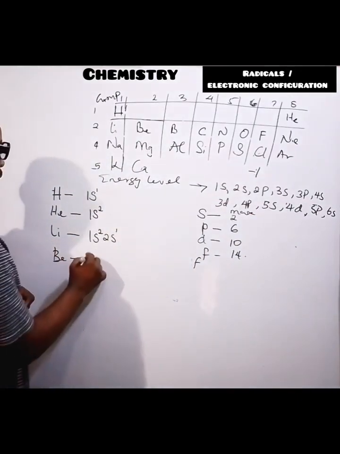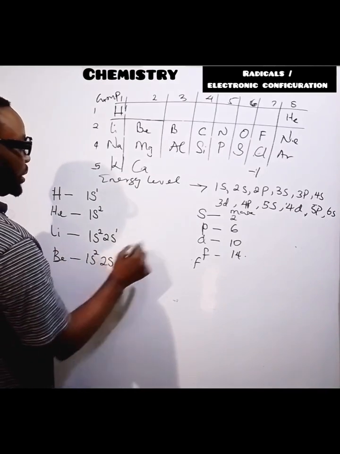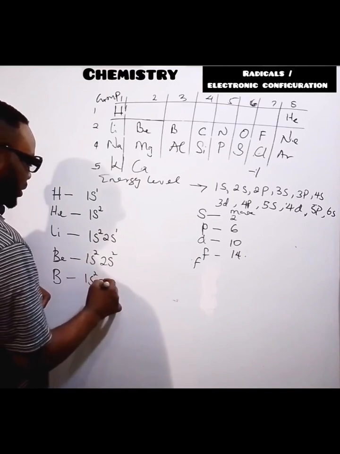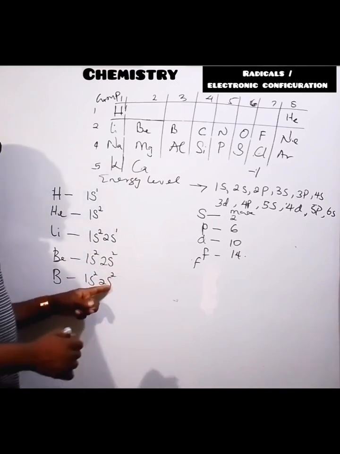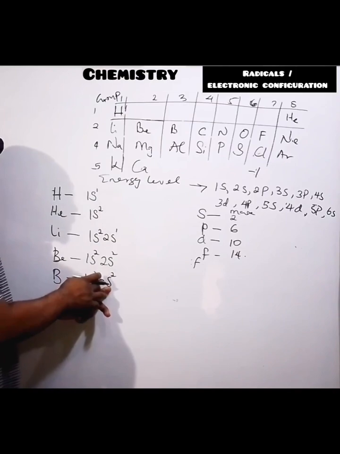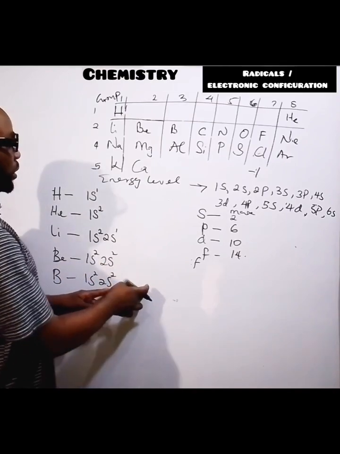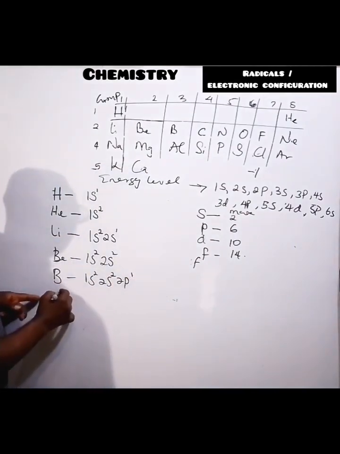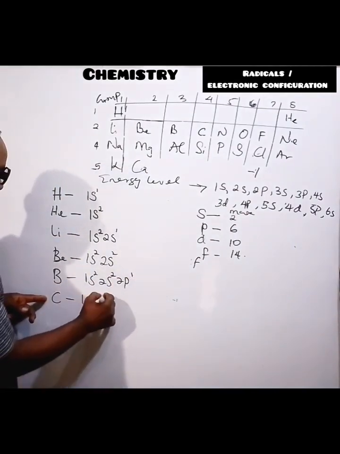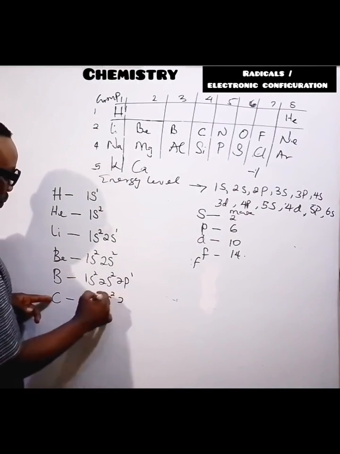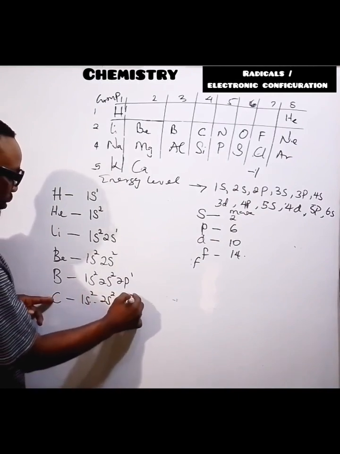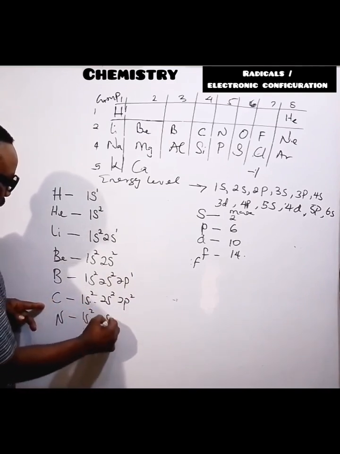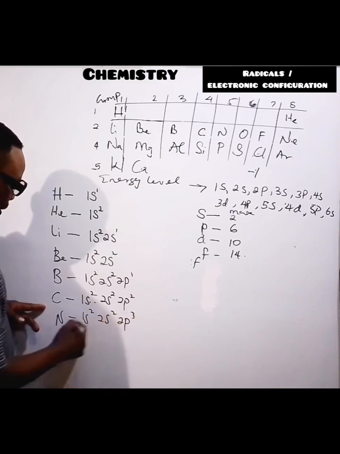Beryllium, 1s2, 2s2. Boron, 1s2, 2s2. This s orbital has been fully filled again. Then you need to spill to the next one, which is going to be what? 2p1. Carbon is 1s2, 2s2, 2p2. Nitrogen, 1s2, 2s2, 2p3.